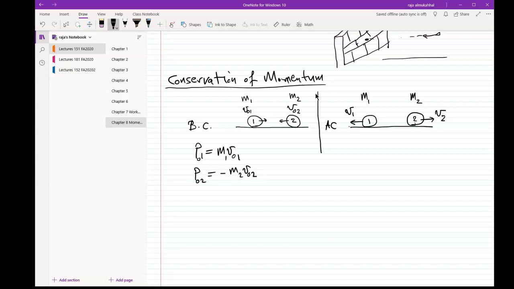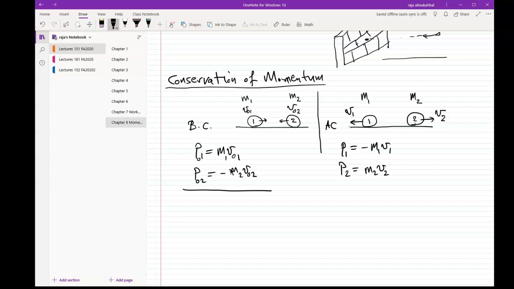Now, after collision, what is the momentum of ball 1 after collision? That's going to be P1 is equal to minus M1 V1, and the momentum of ball 2 after collision is going to be M2 V2. Here is the thing. If I would take those two momenta before collision, the momentum of ball 1 and ball 2, and add them up together like this, add them.